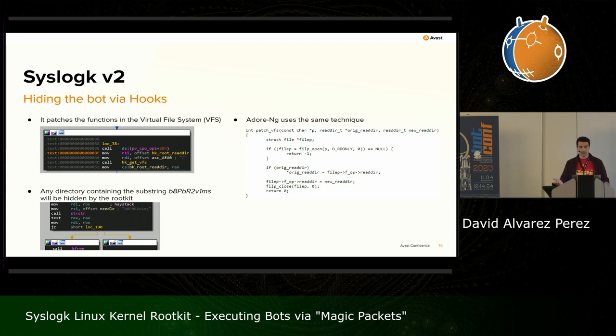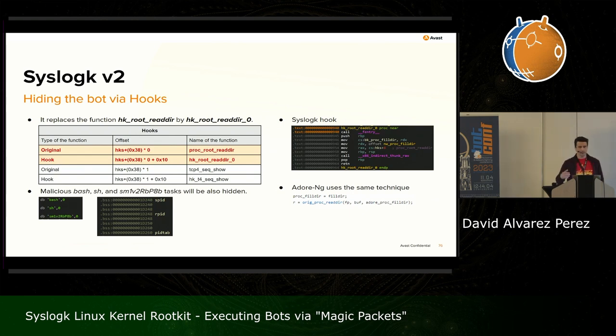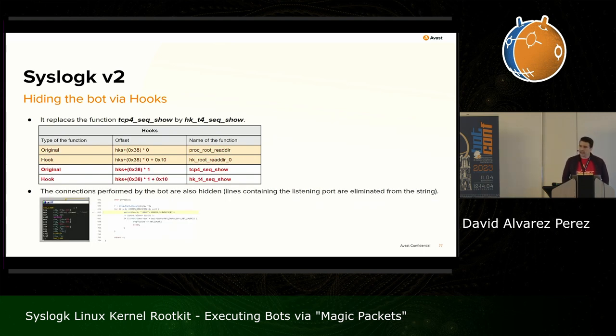We can see that it reuses the code from another NG for the hooks. It hooks the virtual file system, and in this way it is able to hide the directory with the malicious stuff. We can see that it performs inline hooking using the UDIS 86 disassembly dependency with the proc field dir for hiding processes that match a list of PIDs, but also those strings: the bash process, sh process, and also the bot processes, which have this name, SM1, and so on. It also hides the malicious traffic of the bot. What it does is store the port of the bot in an internal variable, and then filter the events for the sequence file that stores the events for IP version 4.